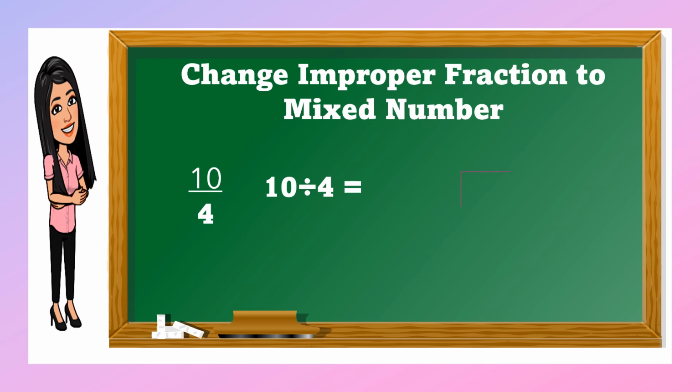First step is to divide 10 divided by 4. So, the answer is 2. 10 divided by 4 equals 2. 2 times 4 equals 8. 10 minus 8 equals 2. Now, we have 2 is the quotient and remainder 2. So, 10/4 or 10 over 4 equals, so ganito yung gagawin para maging mixed number si 10/4.